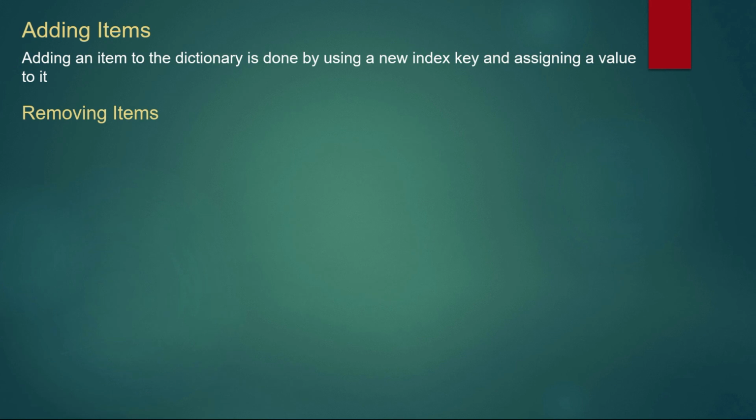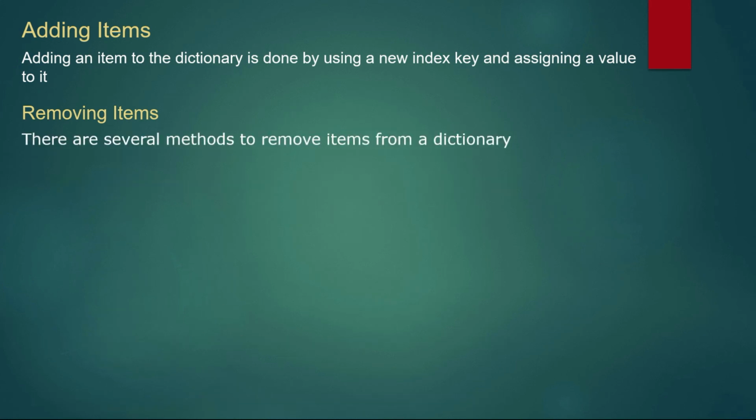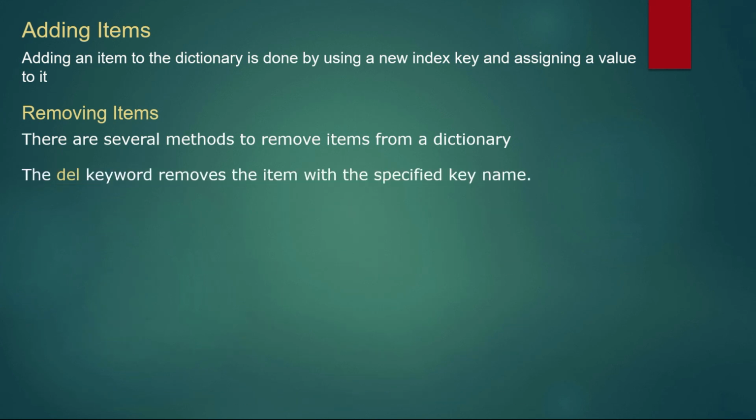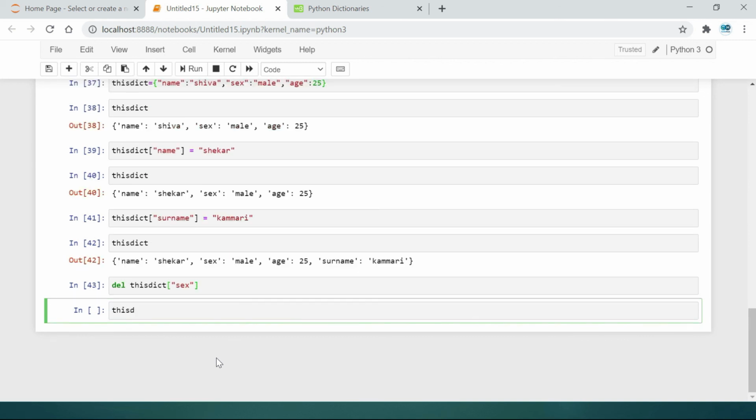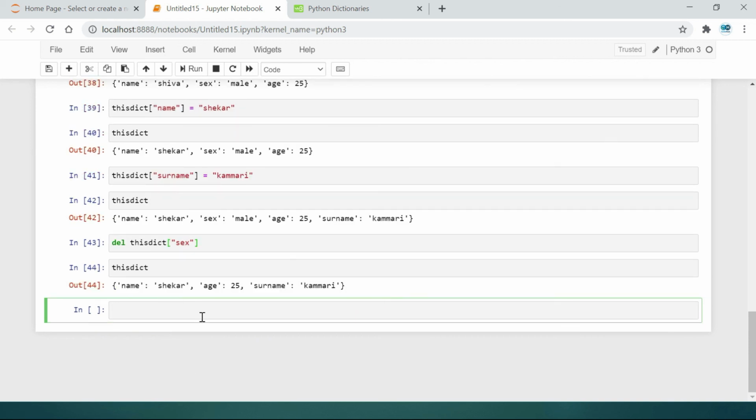And the next topic is removing items. There are several methods to remove items from a dictionary. The del keyword removes the item with a specific key name. The specific key name will be deleted by using the del keyword. Here del is this dict and a particular key. I want to remove the sex key. Shift enter and check whether it has been deleted. The key and value have been deleted here.